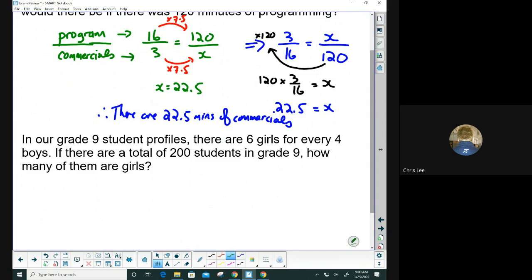So our ratio then is going to be a little bit different. Let's read what I need. I need the number of girls, right? So I'm going to start with my ratio of that first. Except I'm not given the number of boys, I'm given the total. So I'm going to change this to total.